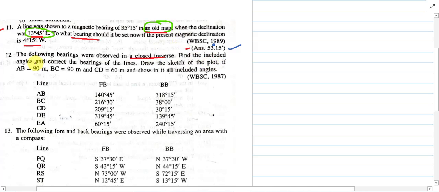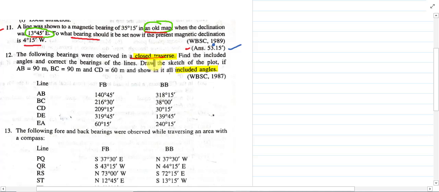Find the included angles and correct the bearings of the lines. Draw the sketch of the plot if AB is equal to 90 meter, BC equal to 90 meter and CD equal to 60 meter, and show in it all included angles. So this problem is related to your included angle and also related to your closed traverse.